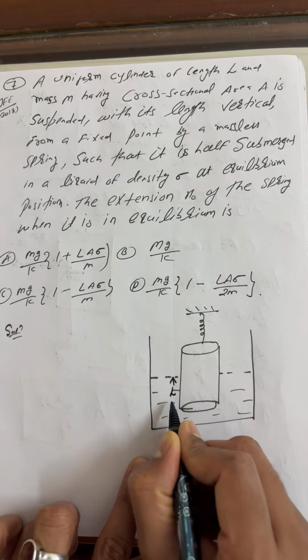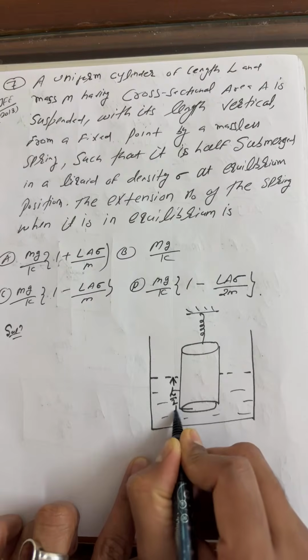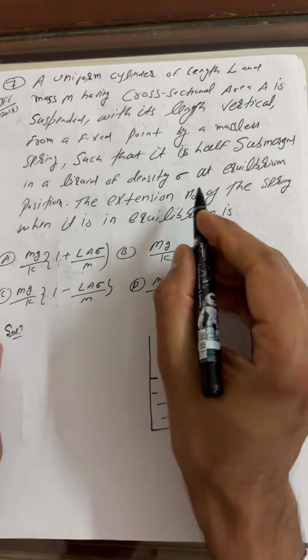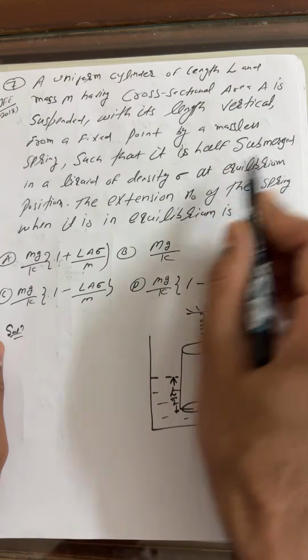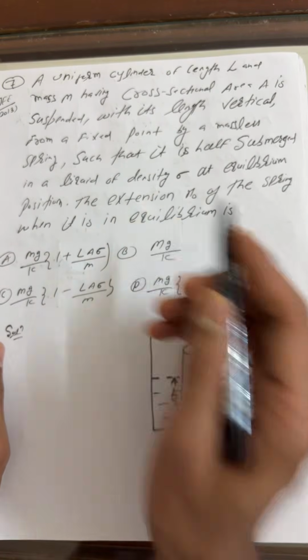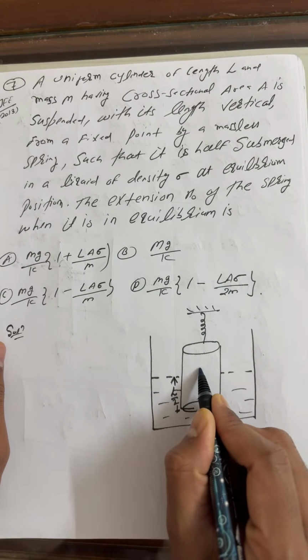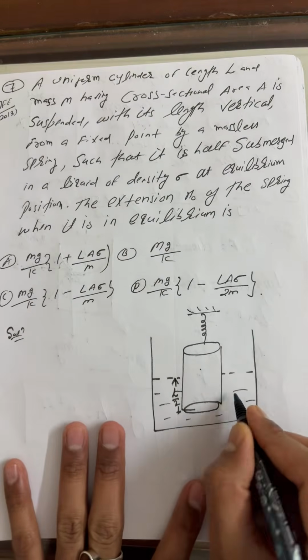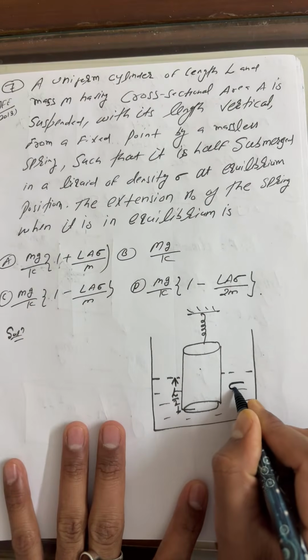You can see this is L by 2, where L is the entire length of the cylinder. L by 2 is the part inside the water. The system says it is half submerged in a liquid of density sigma. What is the density of the cylinder here? Not the cylinder, the liquid density.